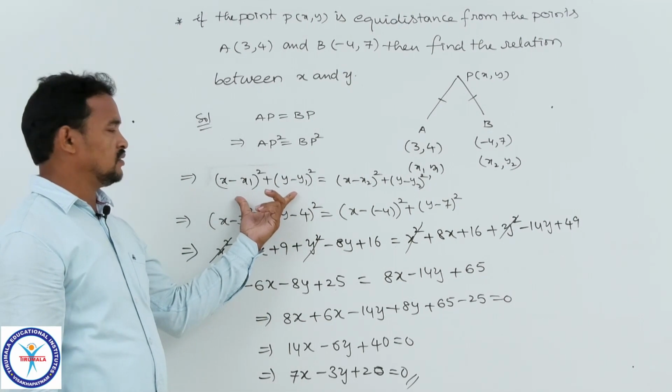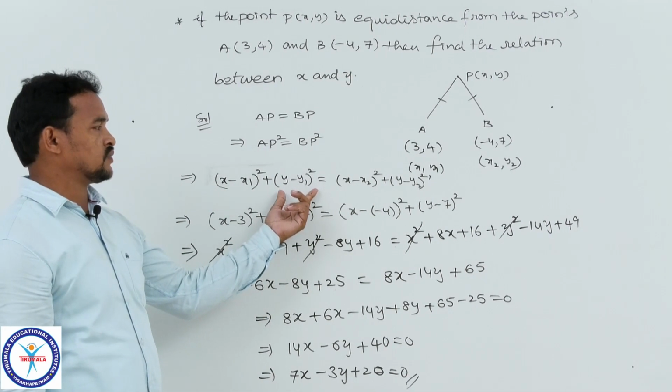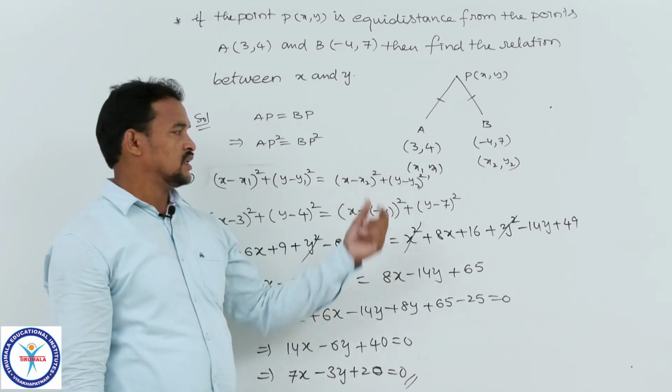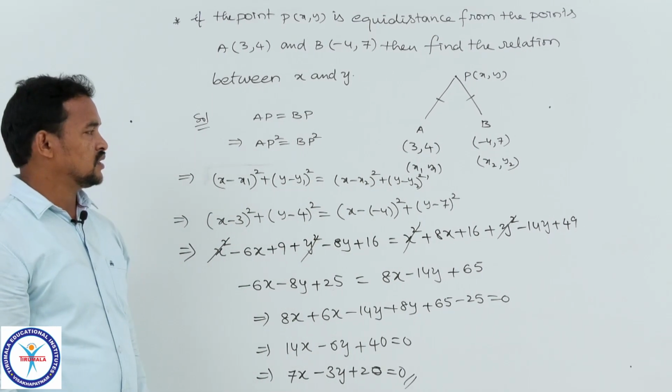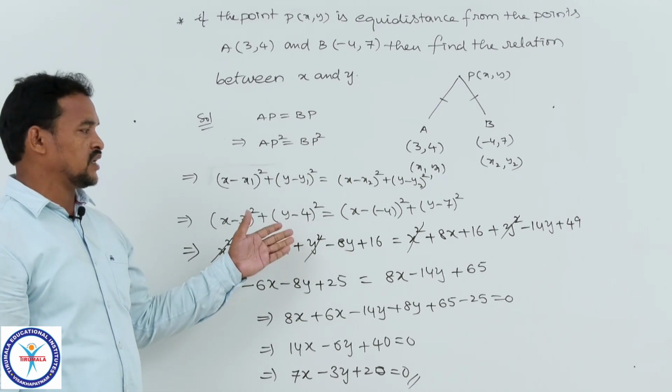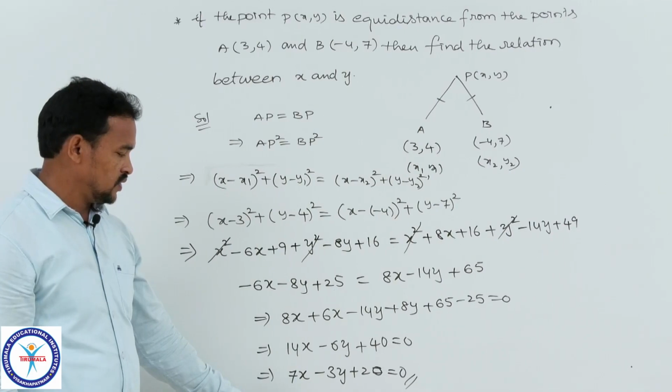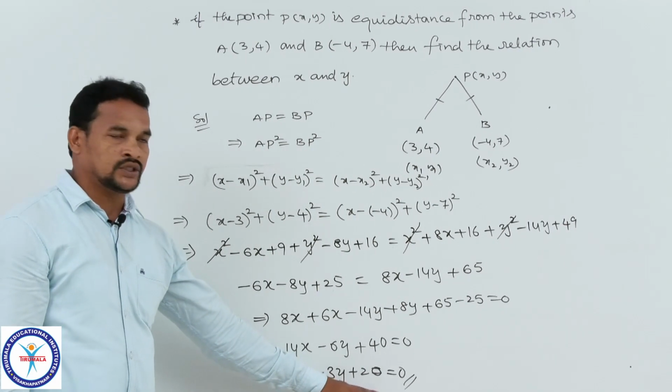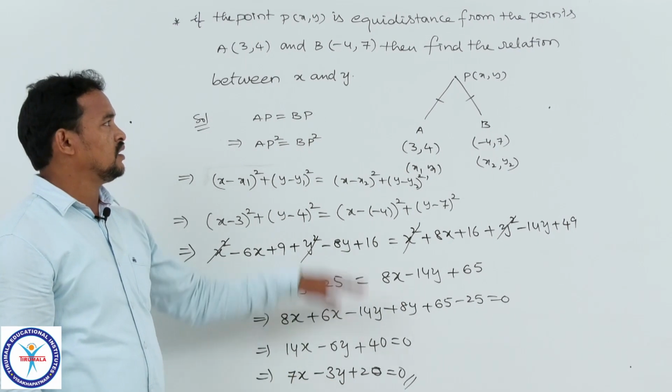AP square means (x minus x1) whole square plus (y minus y1) whole square. BP square means (x minus x2) whole square plus (y minus y2) whole square. Here substitute the x1, y1 values and x2, y2 values and simplify. Finally we got 7x minus 3y plus 20 equals 0. It is the relation between x and y.